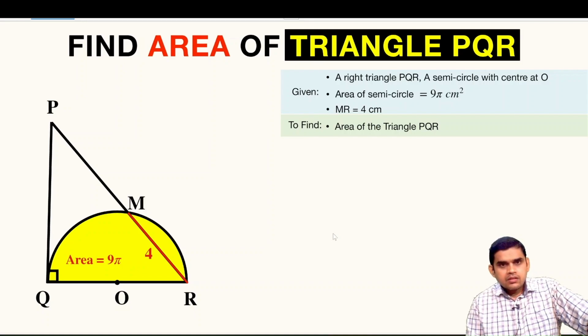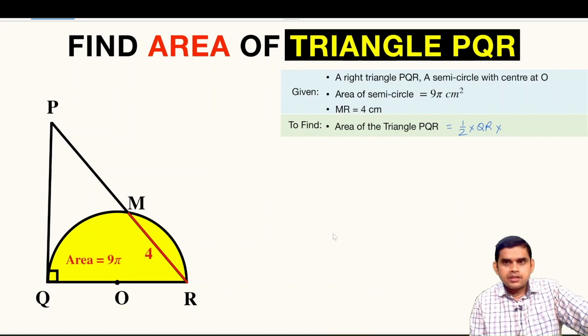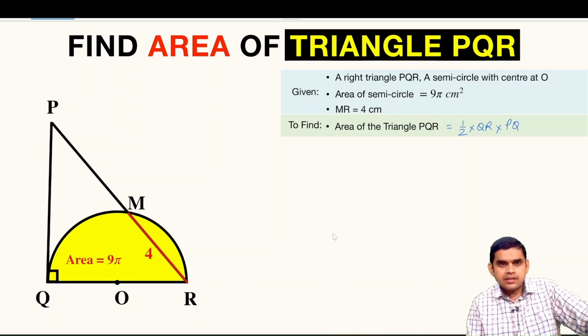So first of all, area of triangle PQR will be equal to half times the base, that is QR. So let us write down the formula here. Half times the base length, that is QR, times the height of the triangle, that is PQ, because it is a right angle triangle. This is the base, this is the altitude. So if you multiply them, divide by 2, we will get the area of this triangle PQR. Now QR length is not given to us, PQ length is not given to us, so our endeavor must be to find these two lengths.